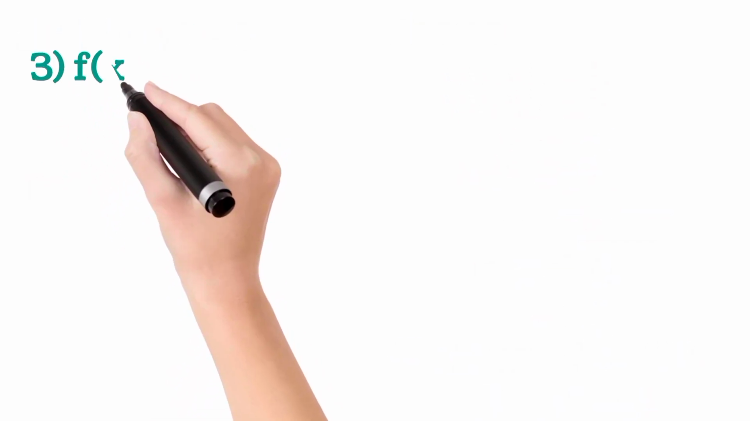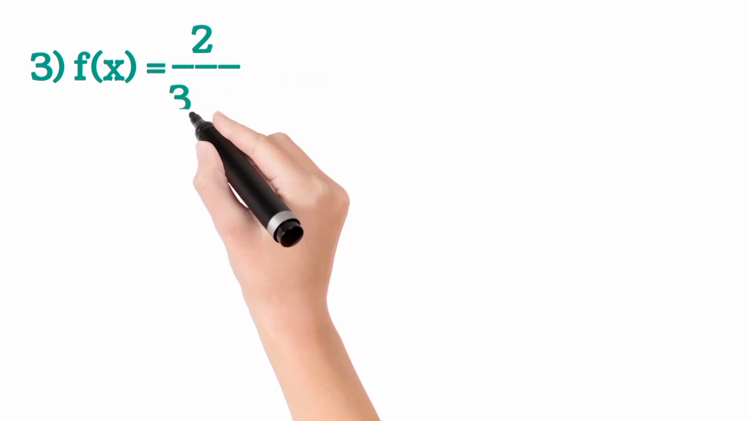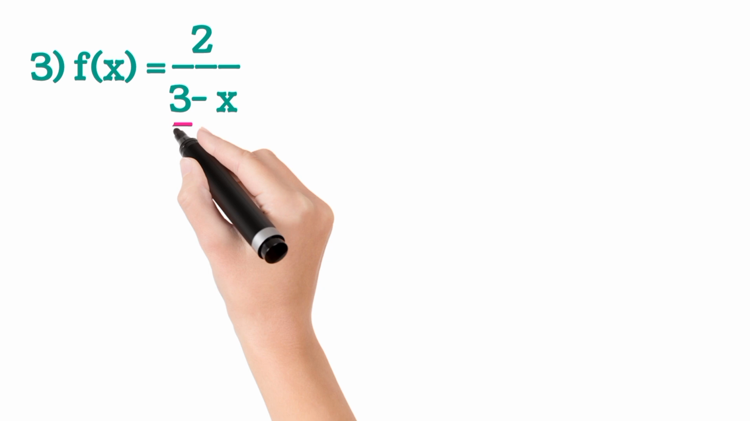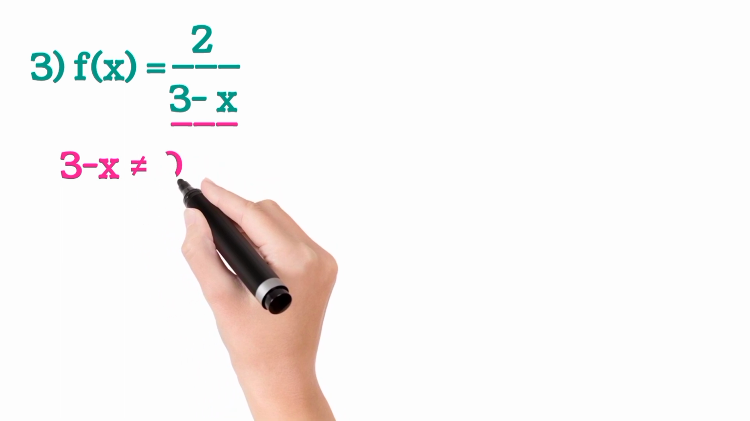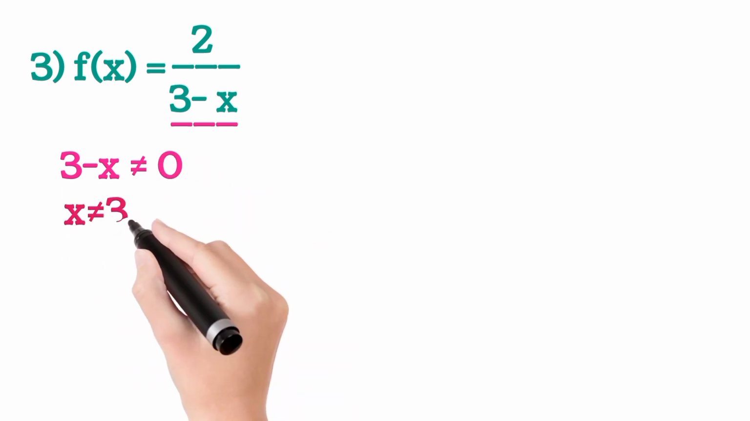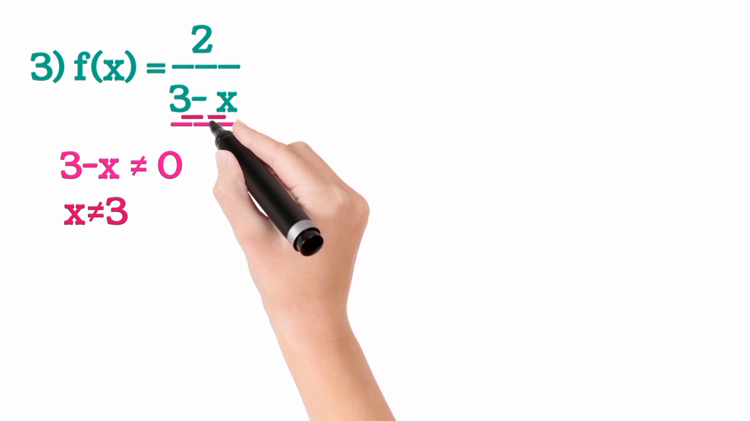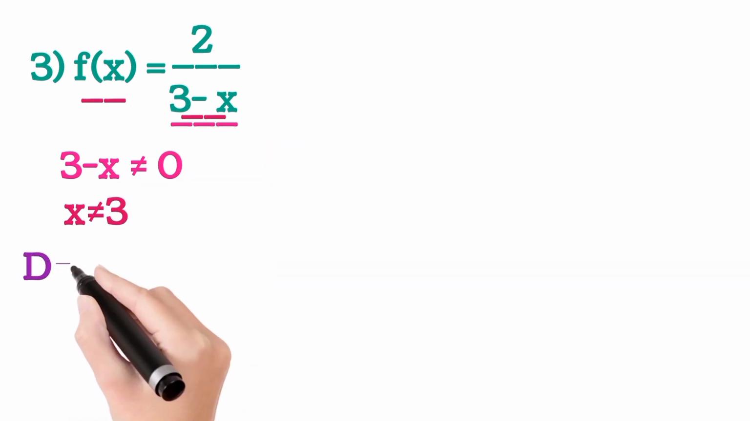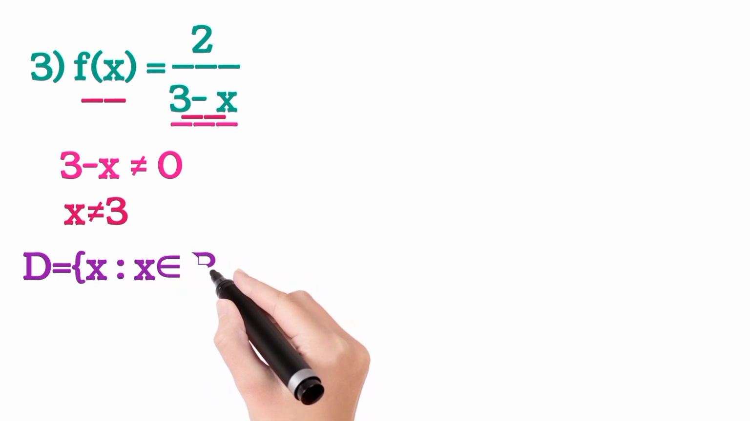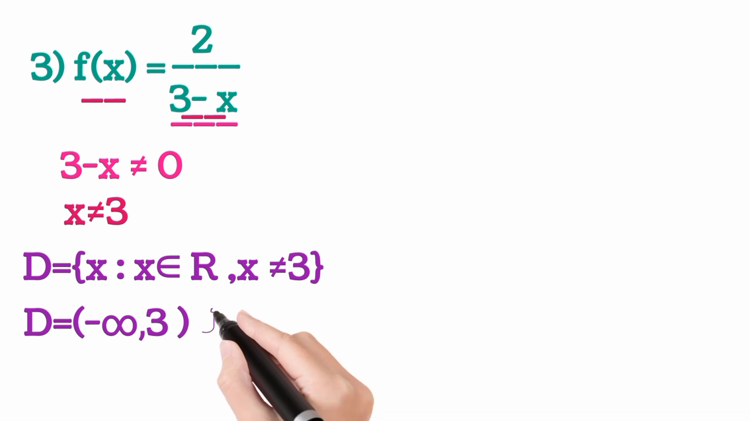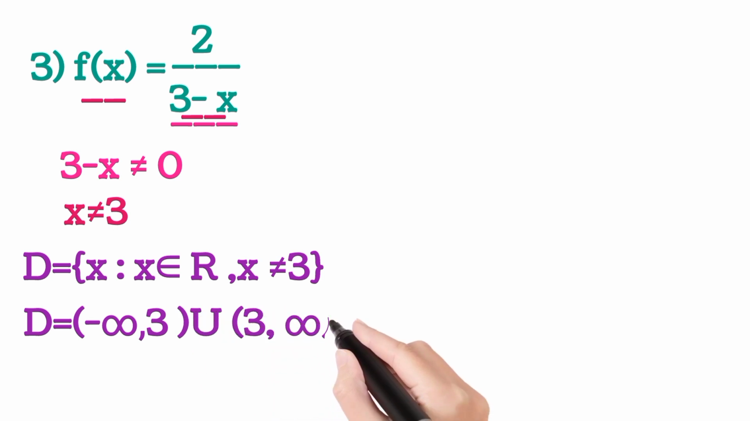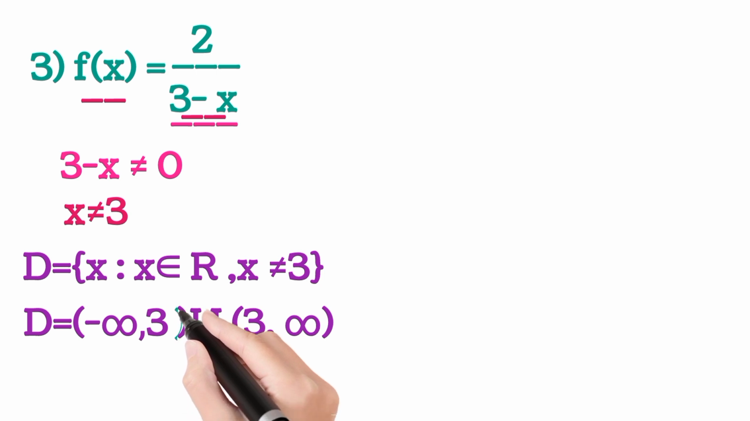Now the third question is f(x) = 2 divided by (3 minus x). So here we have 3 minus x in the denominator. So this term should not be equal to 0. That is, 3 minus x should not be equal to 0, that is x should not be equal to 3. Otherwise this will become 0 and f(x) will become undefined. So the domain will be x such that x belongs to R, where x is not equal to 3. Or this can be written as D = (minus infinity, 3) union (3, infinity), where this open bracket means that 3 is not included in the domain.